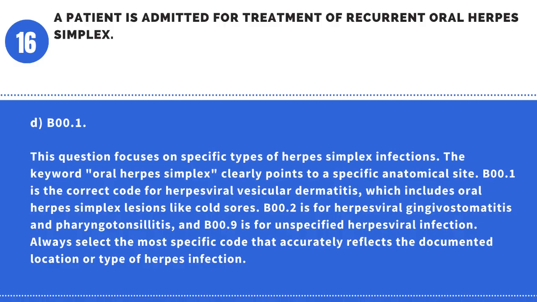The keyword oral herpes simplex clearly points to a specific anatomical site. B00.1 is the correct code for herpesviral vesicular dermatitis, which includes oral herpes simplex lesions like cold sores. B00.2 is for herpesviral gingivostomatitis and pharyngotonsillitis, and B00.9 is for unspecified herpesviral infection. Always select the most specific code that accurately reflects the documented location or type of herpes infection.